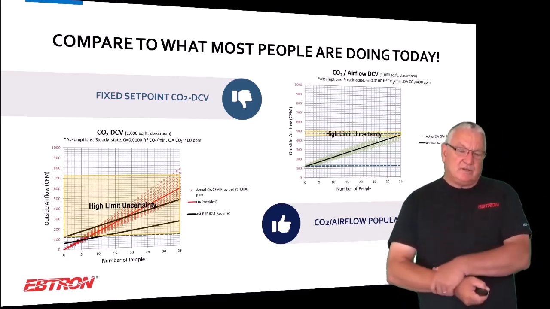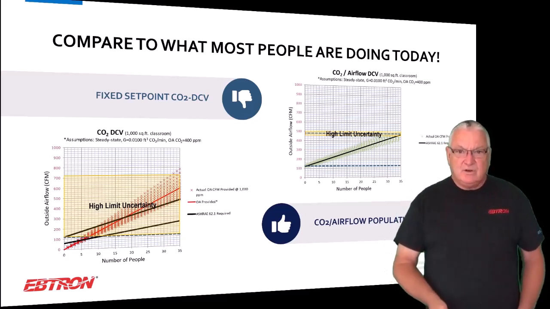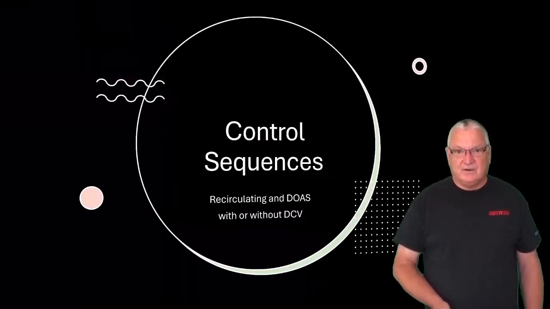So the one on the right, your uncertainty is basically the uncertainty of the flow measurement you have. That's what it is. So there you go.